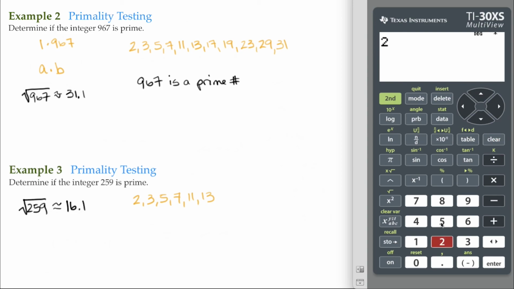So I'll take 259, divide that by 7, and look at that, 37. So we can say that 7 times 37 is equal to 259. So since there are factors other than 1 and itself, then we could say that 259 is not prime.